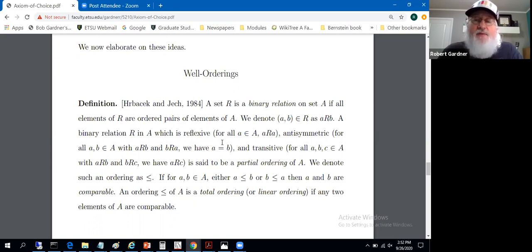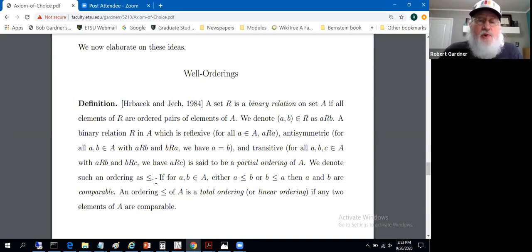This reflexive, anti-symmetric, transitive sounds a little familiar. You've probably dealt with reflexive, symmetric, and transitive before. That was an equivalence relation. So this is a little bit different from that because of the anti-symmetric thing. But a binary relation R in a set A, which is reflexive, anti-symmetric, and transitive, is said to be a partial ordering of A. So that's what a partial ordering is.